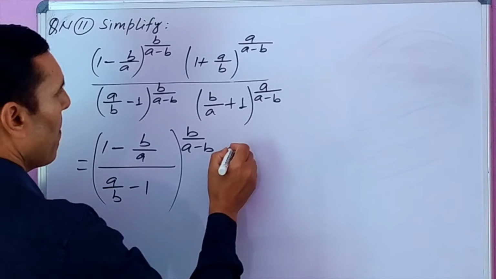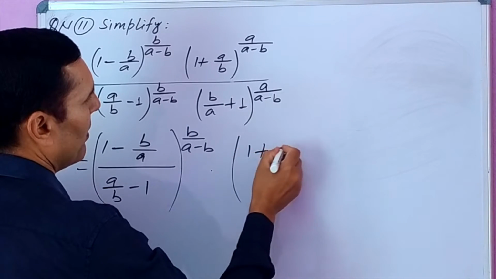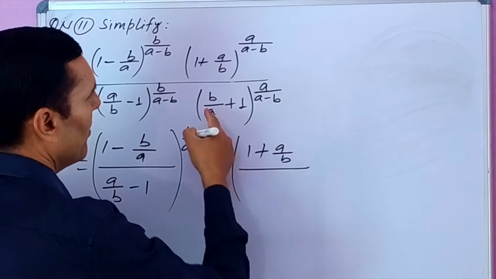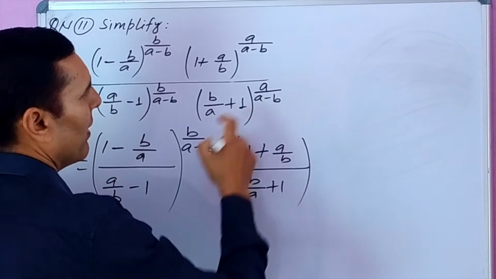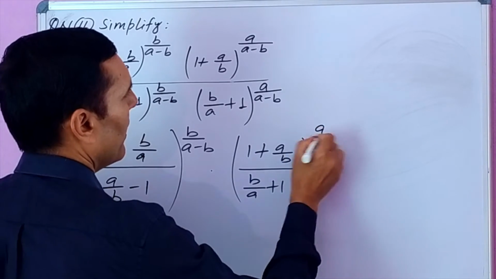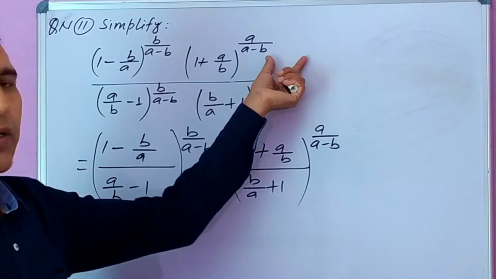Or similarly, this next numerator 1 plus a upon b and denominator b upon a plus 1, we can raise the same power a upon a minus b, a single power, because they have the same power here.